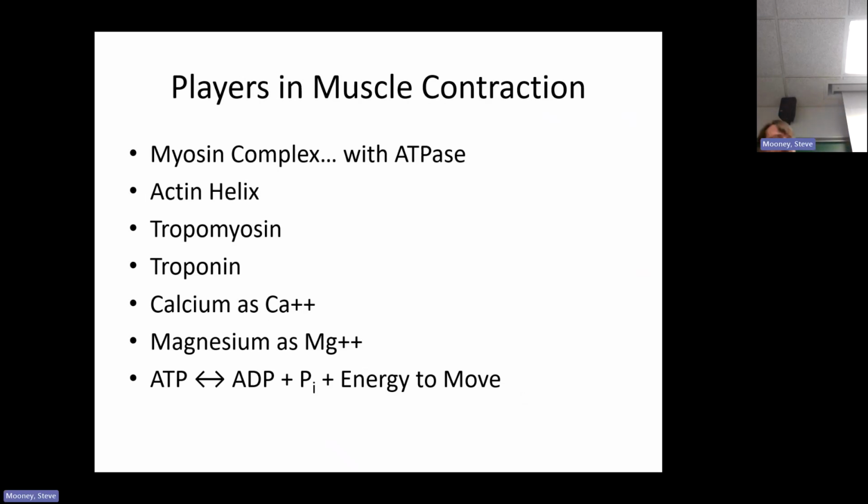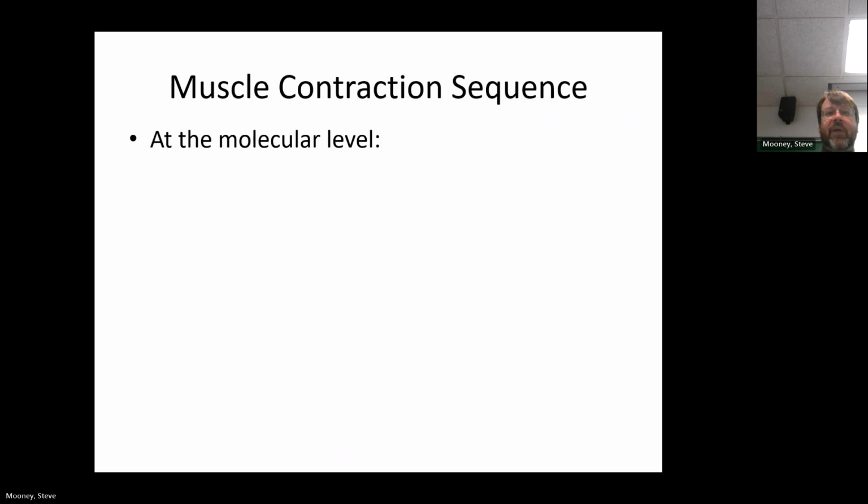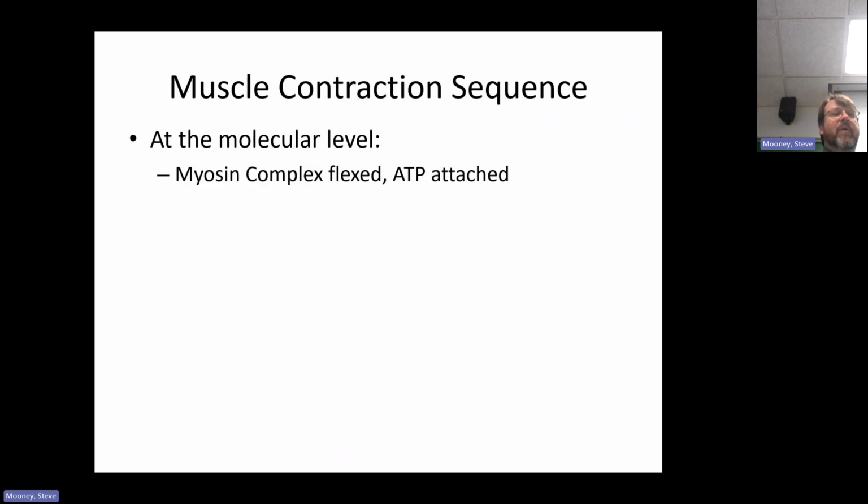So if we're looking at the players in muscle contraction, you've got the thick filaments and thin filaments, all working together. You have calcium coming in and starting as a catalyst. You have energy down here, energy to move, and you have magnesium playing a part in catalyzing the whole reaction. So at a molecular level, we start with the myosin complex flexed. ATP is attached to the side of it.